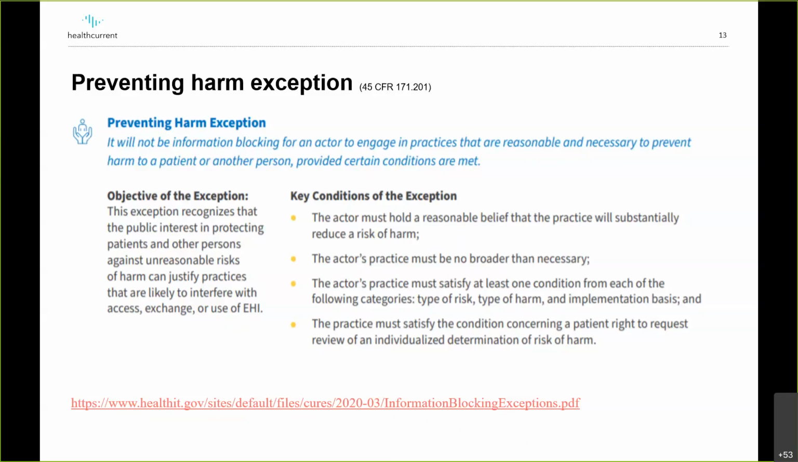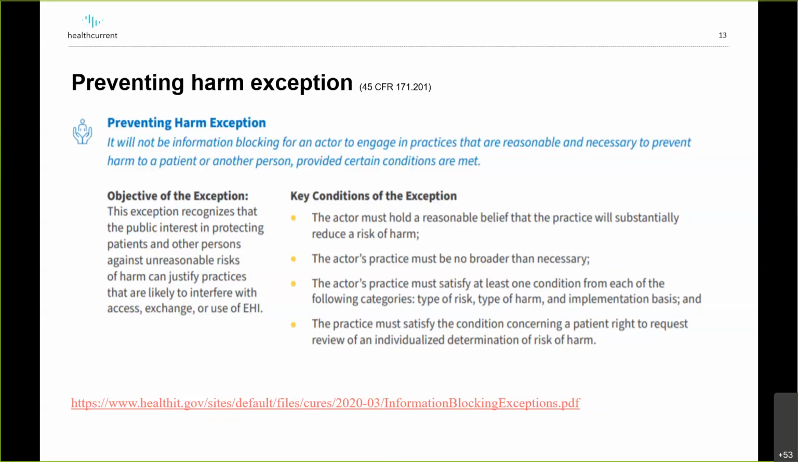Now, let's say you're getting a request for access from somebody else, maybe an HIE or another third party, and it's not an access request where you're going to deny access because you're worried that the patient's going to get hurt.